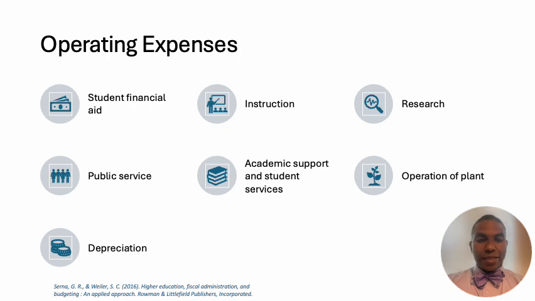For operating expenses, you have things like student financial aid, instruction, because there are costs associated with hiring faculty members, things like that, research, costs associated with research, and public service. A lot of universities are engaged in some form of public service, whether it's public radio or things like that. Then academic support and student services. So it costs money to have tutors. It costs money to have academic advisors, right? Then physical plant, making sure that there's electricity, air conditioning, all of those things. There are costs for that.